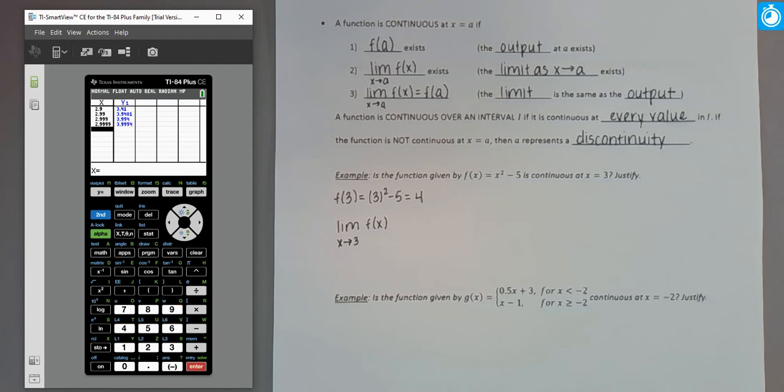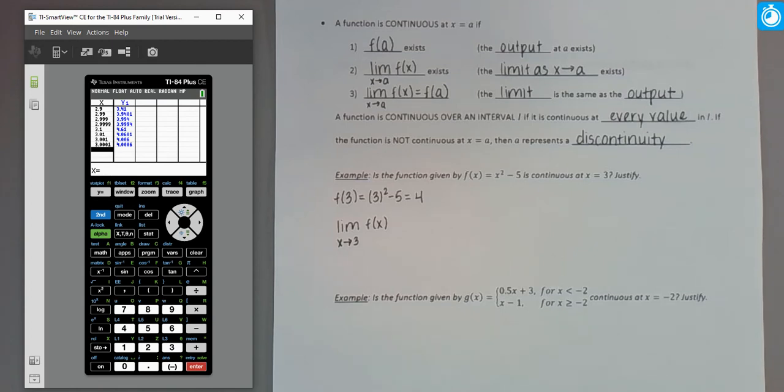What's happening? Well, it looks like we're getting closer and closer to 4. Okay, let's verify that the same thing happens on the other side. So above 3, so 3.1, 3.01, 3.001, 3.0001, so on and so forth. Again, it also looks like we're approaching 4.